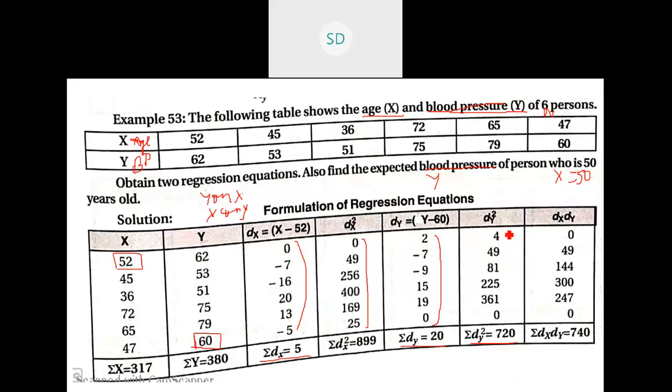Now once you are done with all four columns, that is dx, dx square, dy, dy square, the last important value to calculate is the multiplication of dx into dy. So multiply these two columns: 0 into 2, minus 7 into minus 7, minus 16 into minus 9, and so on.